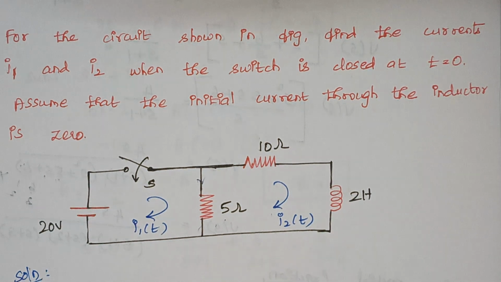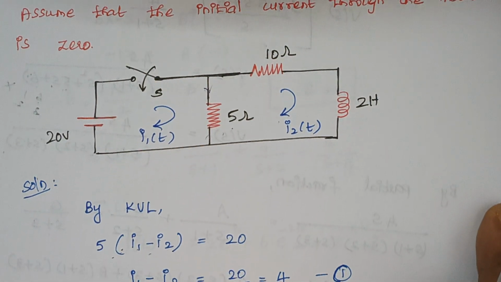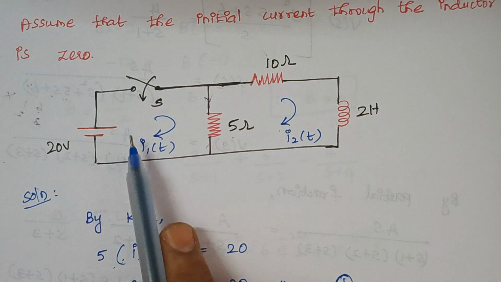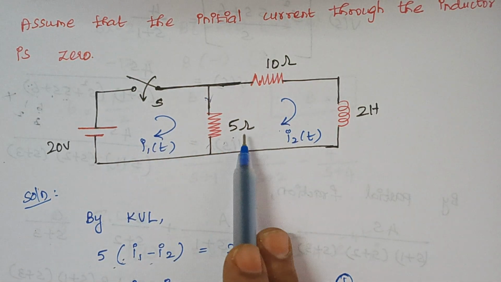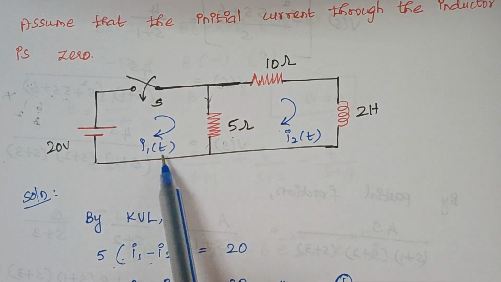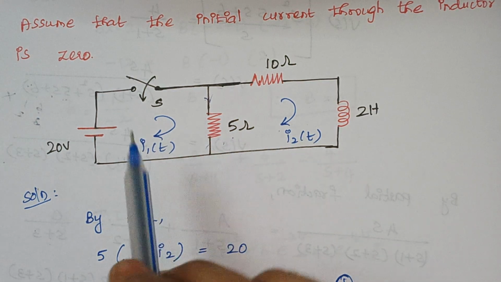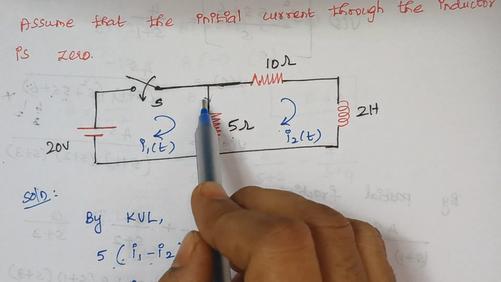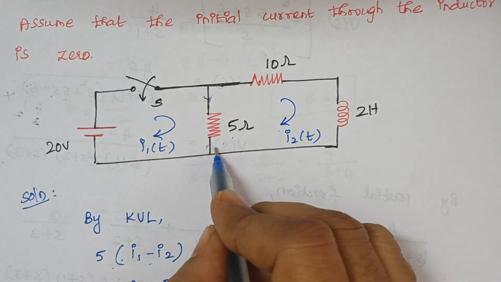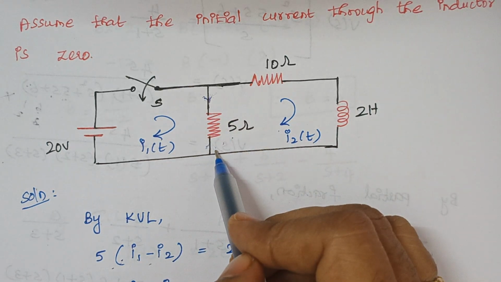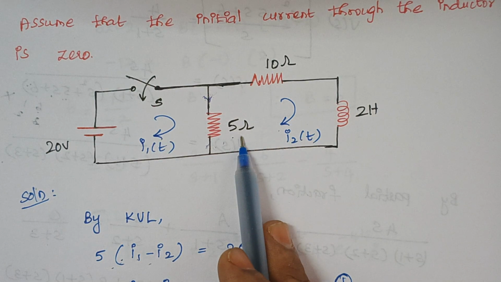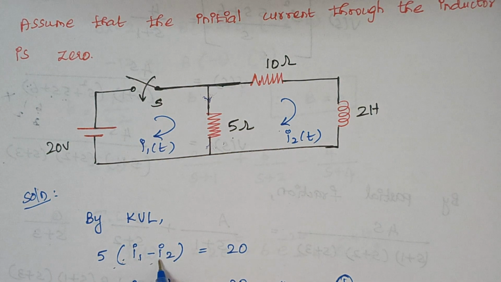So when you apply KVL, sum of voltage drop is equal to sum of voltage rise in a closed circuit. So here you see this resistor 5 ohm is common for loop 1 and loop 2. Right. And when you look at the direction of current that flows through this 5 ohm, you see I1 flows in this way and I2 flows in this way. That is in the opposite directions. Therefore, the voltage drop across this 5 ohm resistor is written as 5 into I1 minus I2.